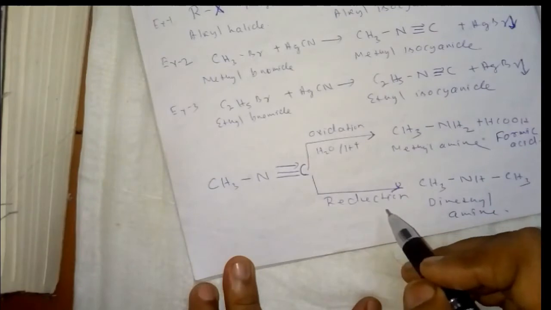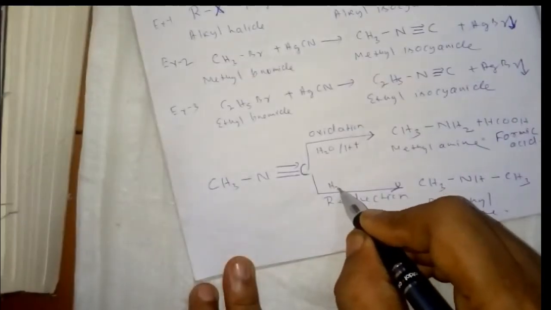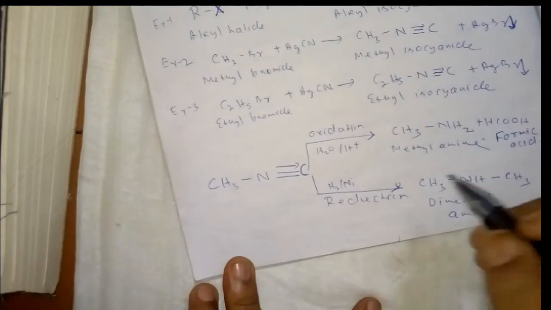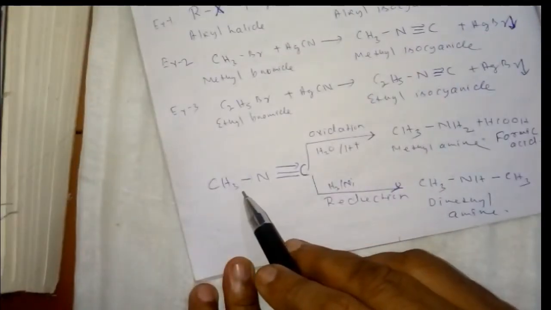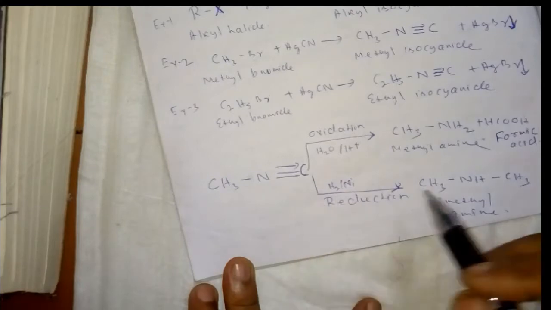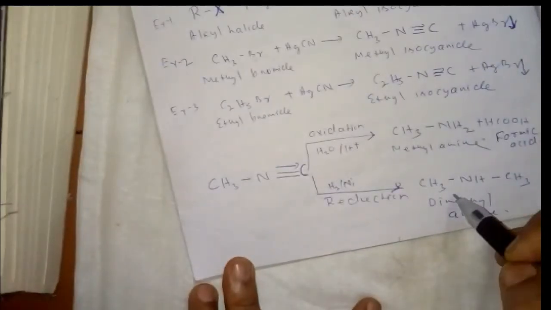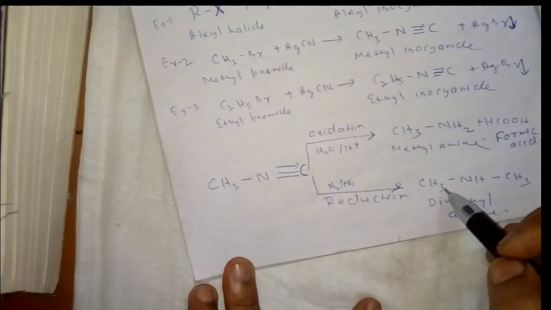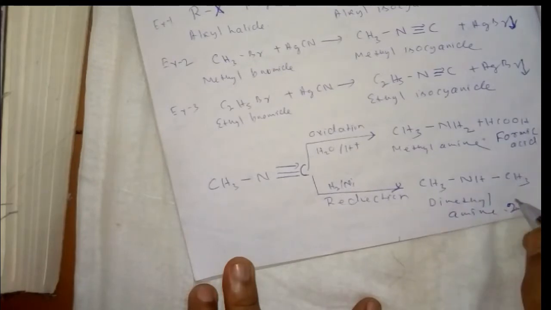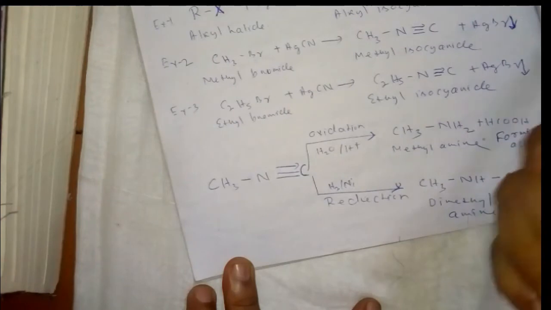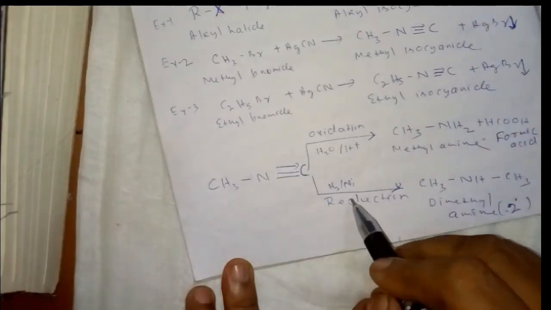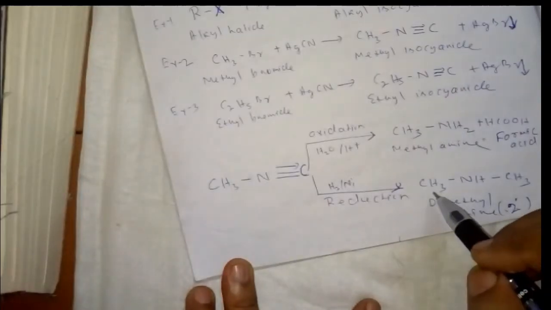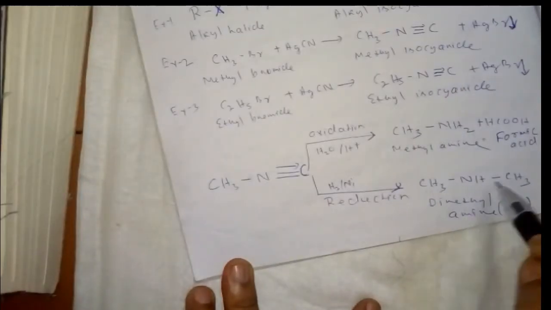On reduction with hydrogen and nickel, and other reducing agents which we will discuss later, CH3NC will give CH3NH single bond CH3. This is dimethylamine, a 2 degree amine. In the case of cyanide we got a 1 degree amine. In the case of isocyanide, on reduction, we got a 2 degree amine, dimethylamine, with 2 methyl groups.